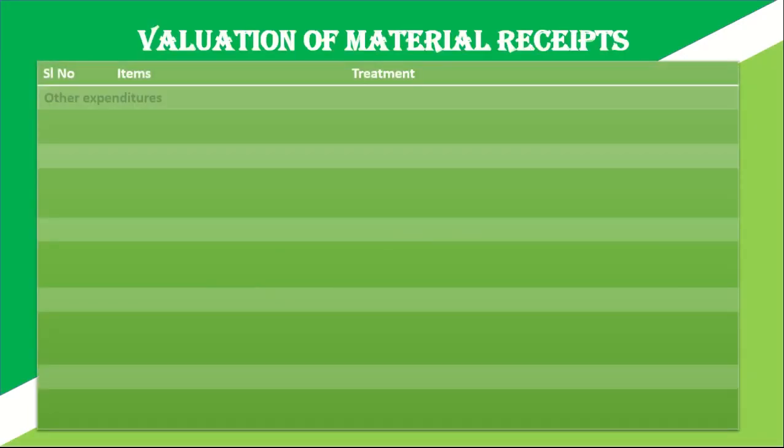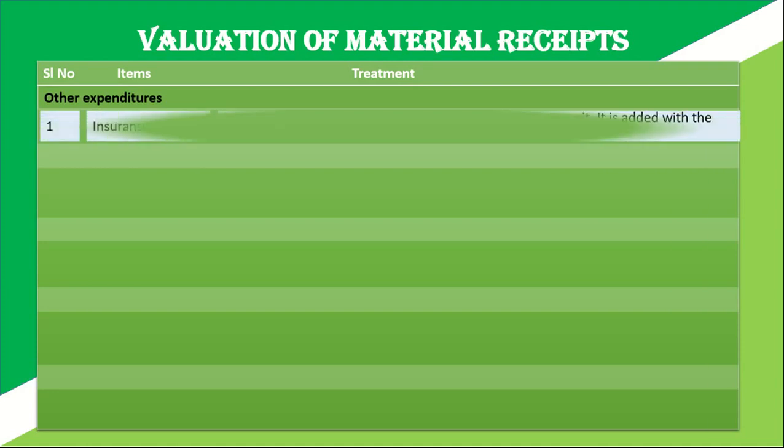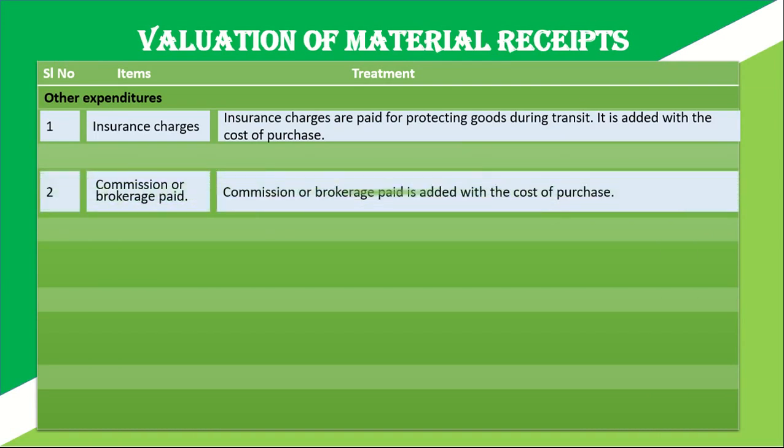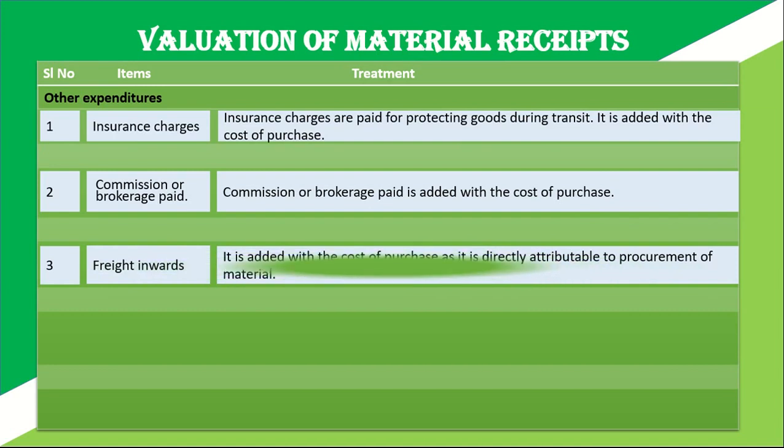Other expenditures. Insurance charges. Insurance charges are paid for protecting goods during transit. It is added with the cost of purchase. Commission or brokerage paid. Commission or brokerage paid is added with the cost of purchase. Freight inwards. It is added with the cost of purchase as it is directly attributable to procurement of material.